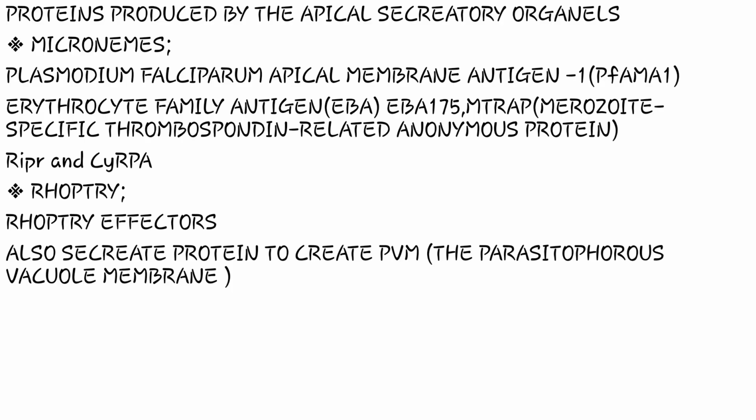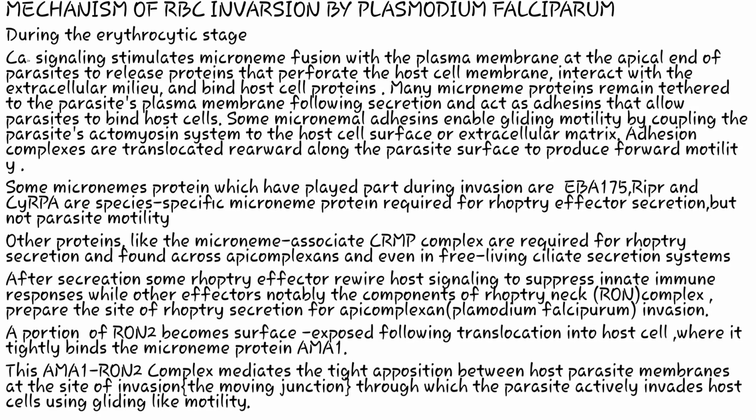So as I said, these Rhoptry effectors have another function: they tend to rewire the cell membrane of the host, the cell membrane of the host red blood cells, so as to escape from the innate immune system. So from the mechanism, we go directly to the mechanism of red blood cell invasion by Plasmodium falciparum.